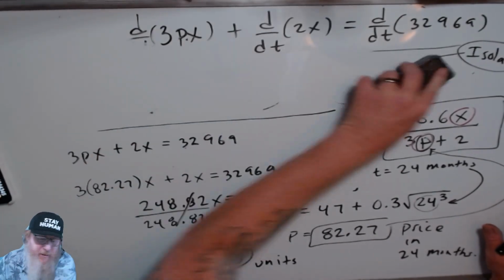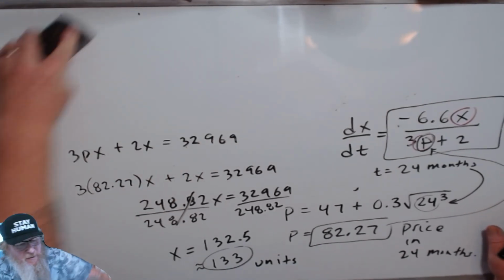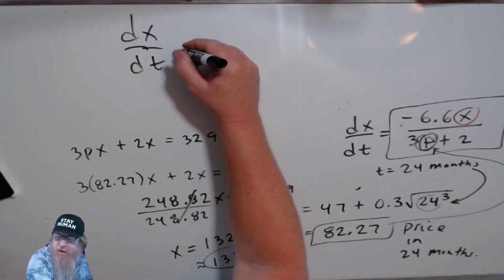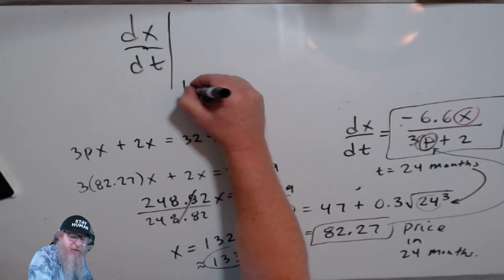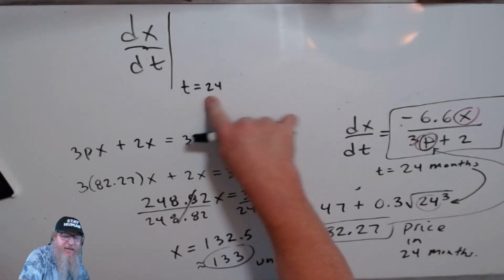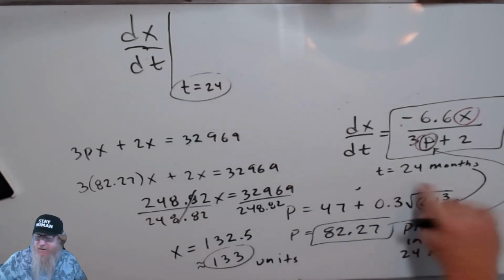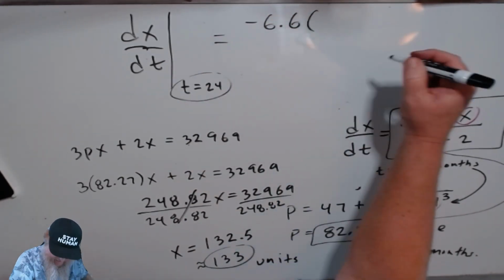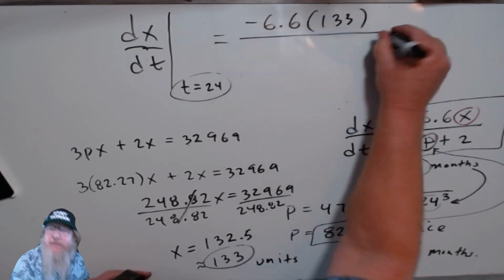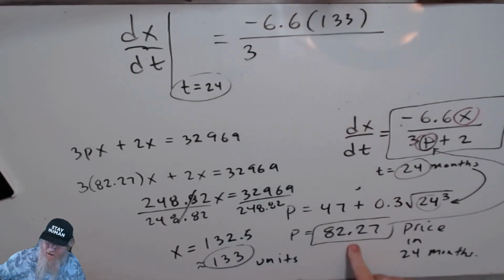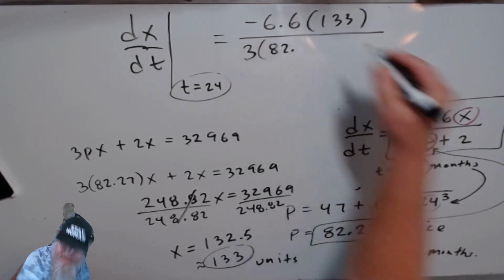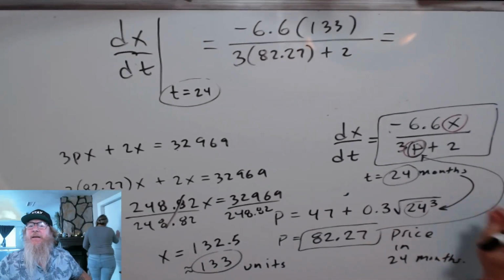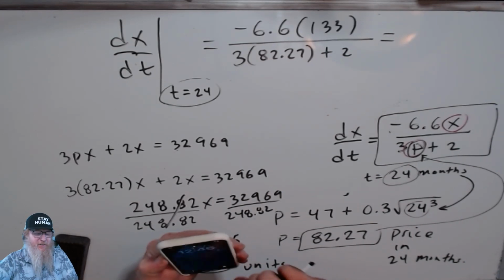This is a heck of a problem, but it is the last one. So, you got to put a lot of time into the last one. So dx dt, 24 months. The old-fashioned way to write this is you put a little bar and you write t equals 24. It's just a little reminder of how many months have gone by. And now we plug everything in. We've got 133 units. The price is $82.27. And just plug this into your calculator and interpret the result.